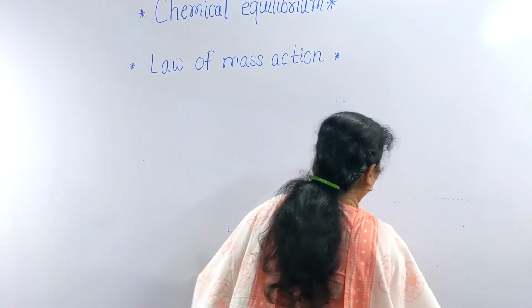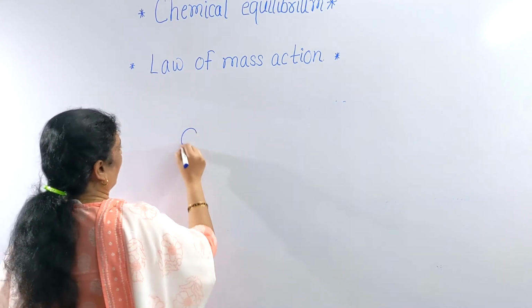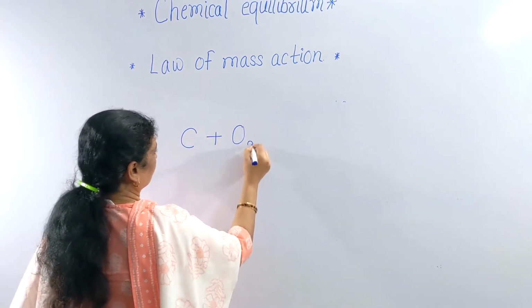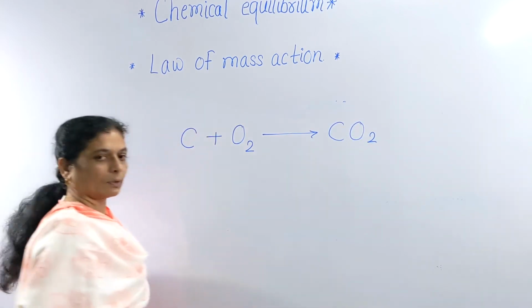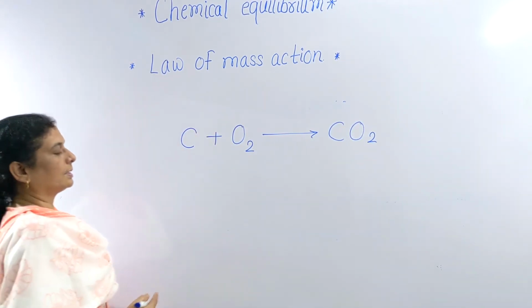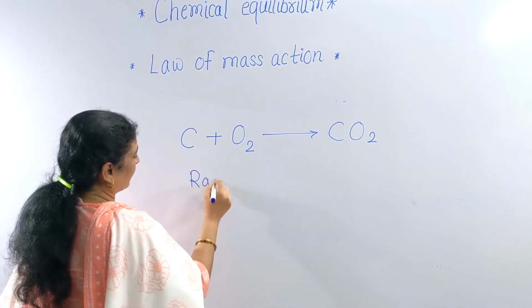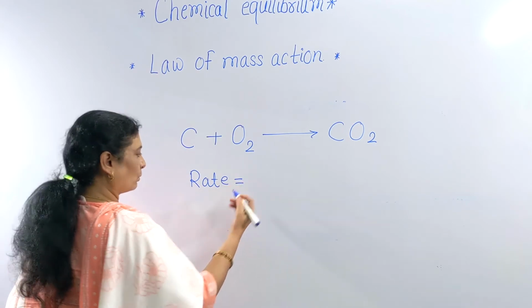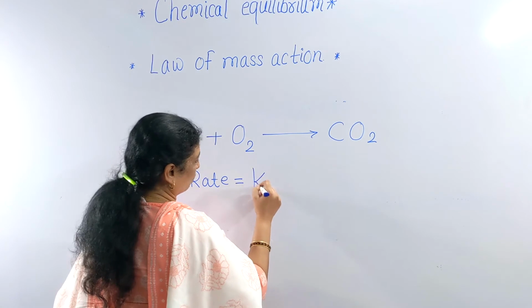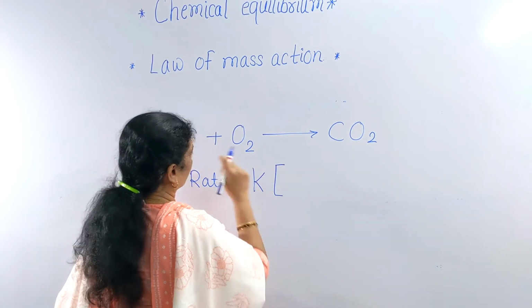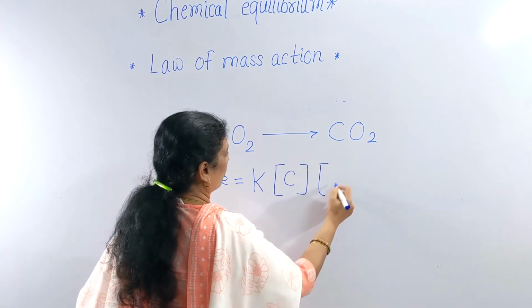Suppose we have the reaction, carbon reacts with oxygen to give carbon dioxide. Now what is the rate equation for this reaction? According to law of mass action, rate of the reaction is equal to, now you can directly write, rate of reaction is equal to K into concentration of C into concentration of O2.